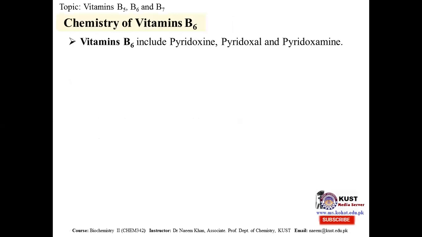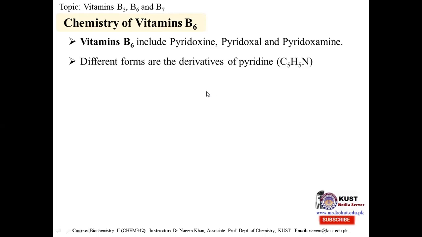Coming to the next vitamin of today's topic, that is vitamin B6, and vitamin B6 actually includes three vitamins. These are pyridoxine, pyridoxal, and pyridoxamine. So these are vitamins B6. The different forms are actually the derivatives of pyridine. Pyridine is a comparatively simple structure, having a six-member ring with nitrogen in the ring as well.